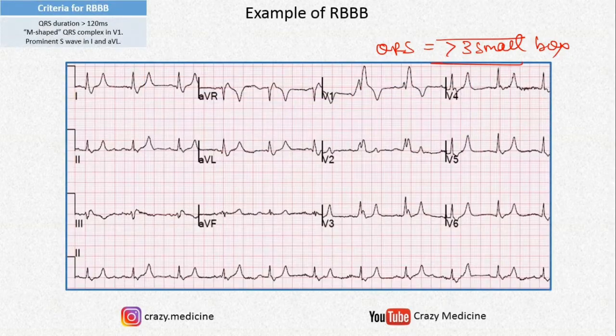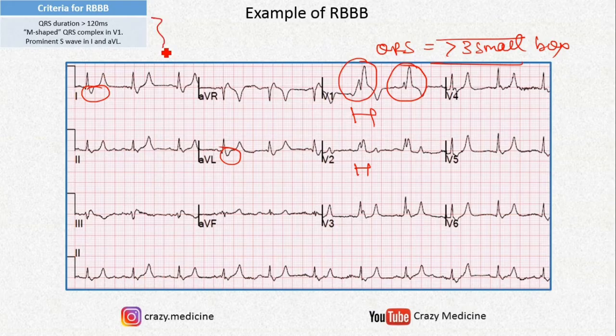Let me explain with the help of an example. As you can see in this ECG, the QRS duration is more than 3 small boxes, that is more than 120 milliseconds. An M-shaped QRS complex is clearly seen in lead V1 and a prominent S wave in lead 1 and aVL. So it fulfills our criteria for right bundle branch block.